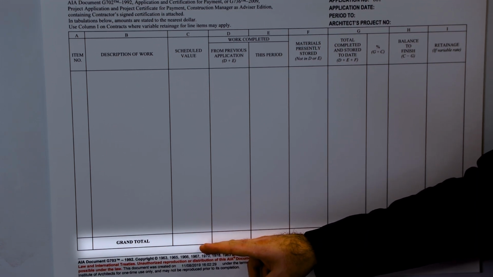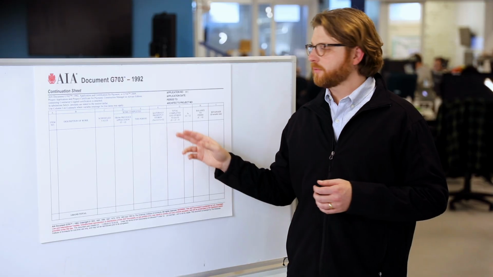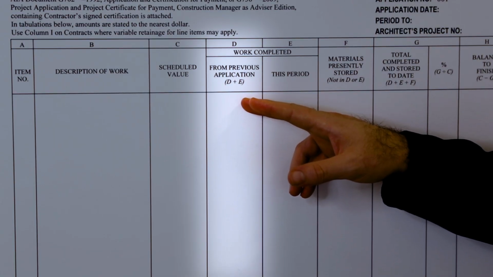If you're using multiple pages, just put the subtotal amount at the last page. You don't need to put a subtotal on each page. Column D is work completed from previous payment applications.